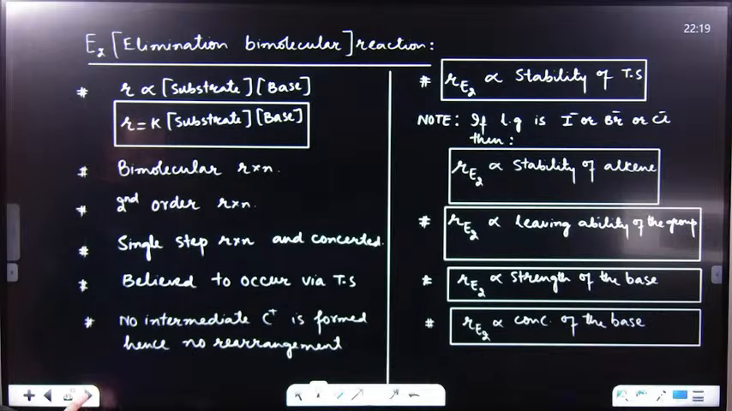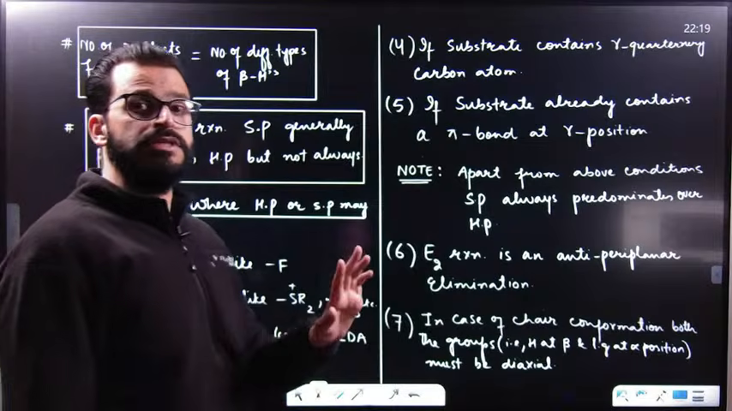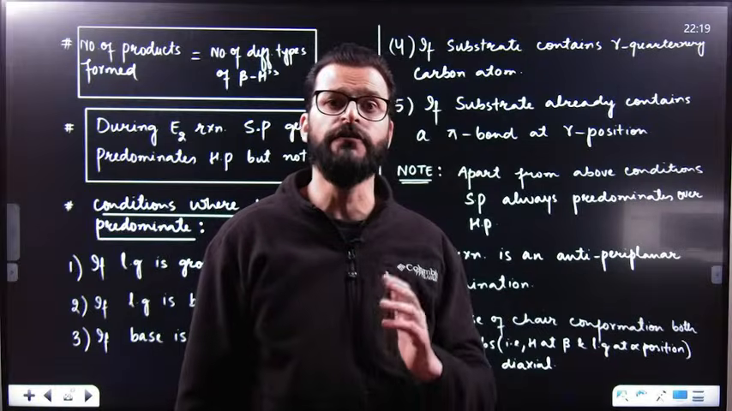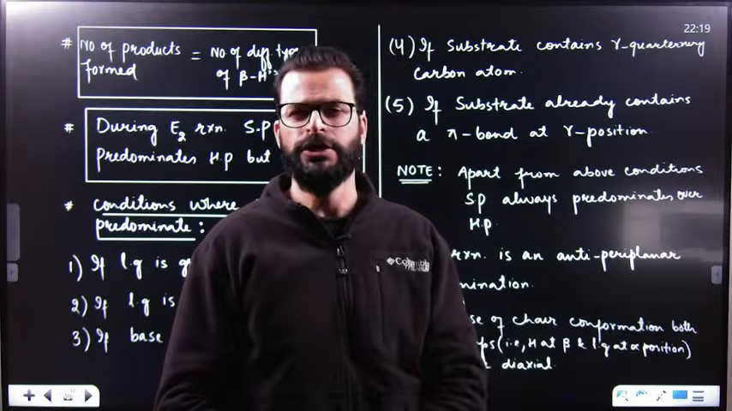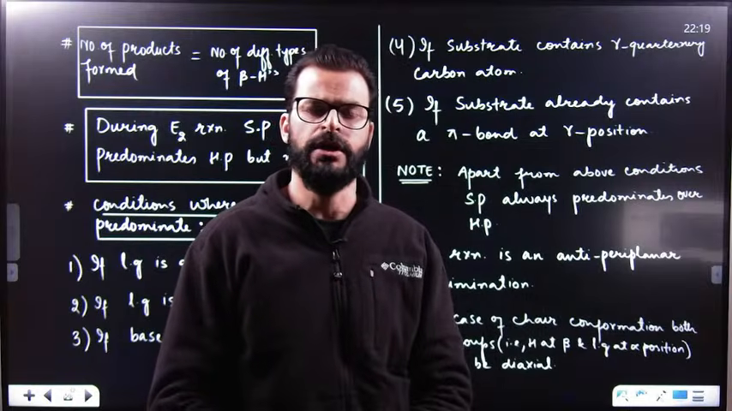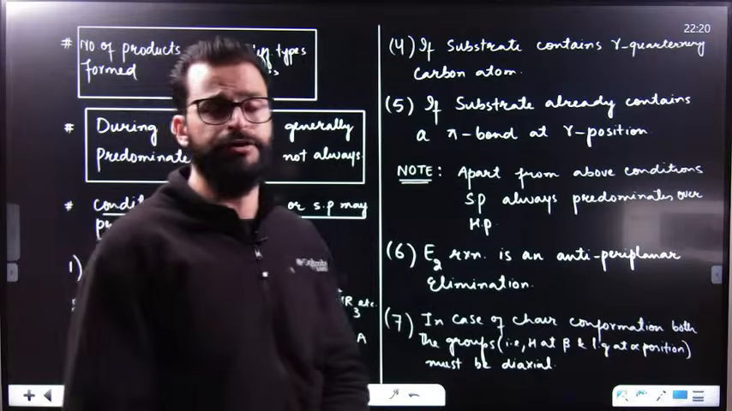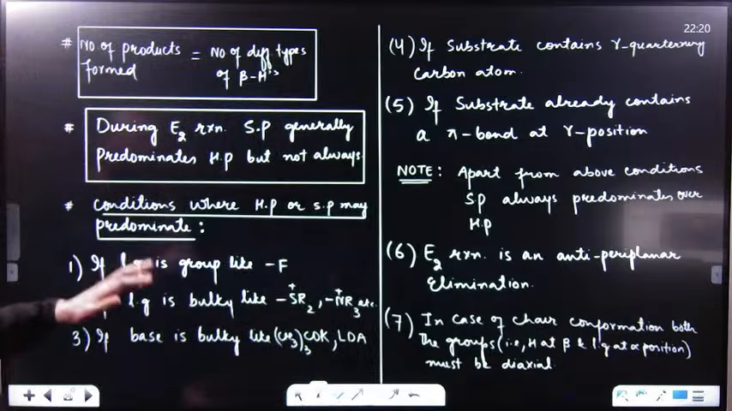Now, after that, we know during E2, the Zaitsev (ZF) product generally predominates, but there are a few conditions where Hofmann as well as Zaitsev will be the major product. Like if the leaving group is poor, you have to check whether Hofmann is stable or Zaitsev is stable. If you have not studied hydrocarbons, I request you all to go through that hydrocarbon chapter. You will see all these conditions.